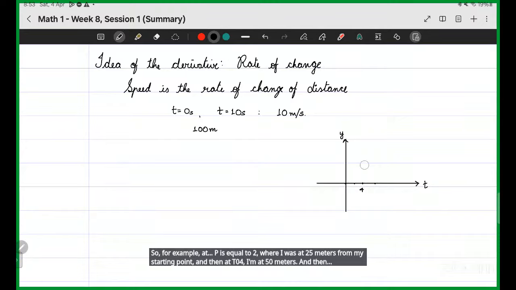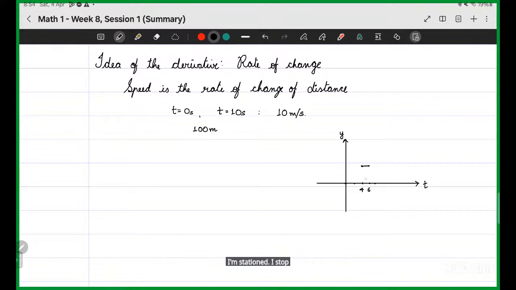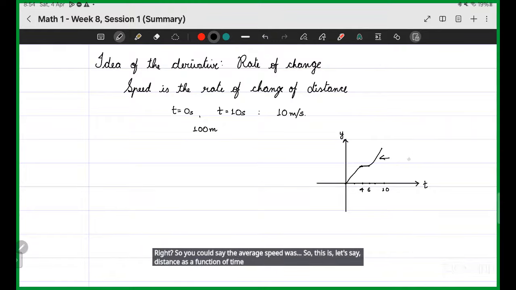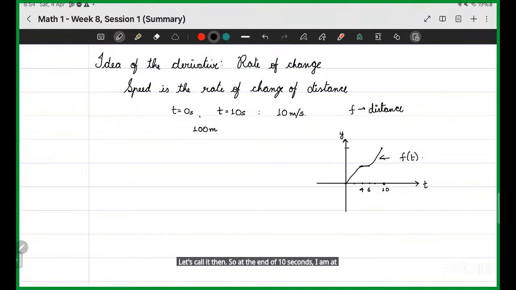And then over here, from 4 to 6, let's say, I'm stationary. I stop. And then again from 6 to 10, I cover 50 meters. So the graph of the distance covered looks something like this. You could say this is distance as a function of time, or if you are comfortable with f of t, f is distance. So at the end of 10 seconds, I'm at 100. Over here, I was at 50. So what does it mean to say, what was my speed at t equal to 5?